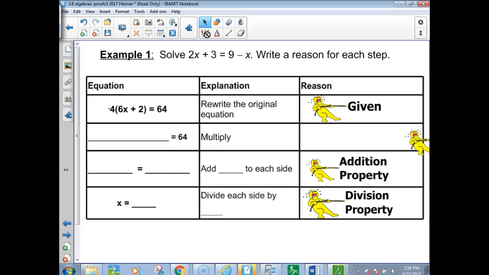Let's fill in our blanks. Escape, mister. I'll just leave him alone.